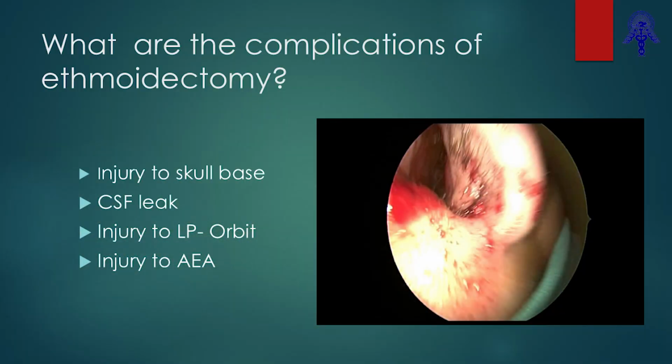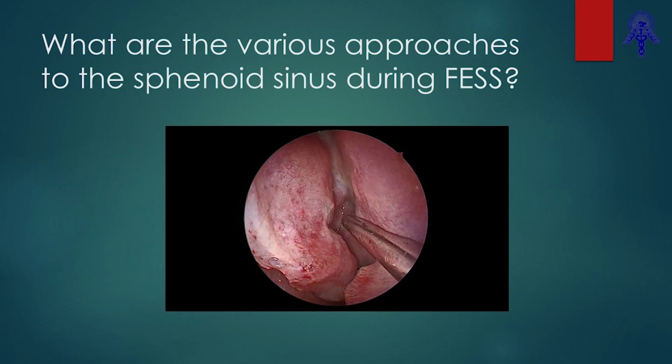What are the complications of ethmoidectomy? I think I have already shown it. Obviously, injury to the skull base, if you go superiorly, that can lead to CSF leak. If you go laterally, the entire lamina papyracea is exposed after ethmoidectomy, and obviously injury to the anterior ethmoidal artery. These are the complications amongst many. And we'll finish in 1 minute.